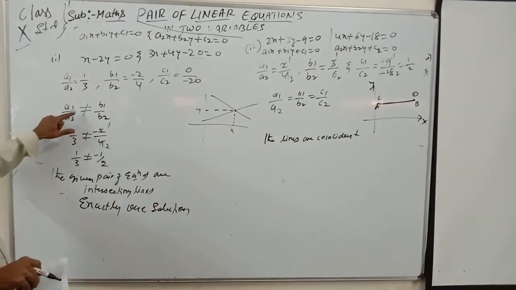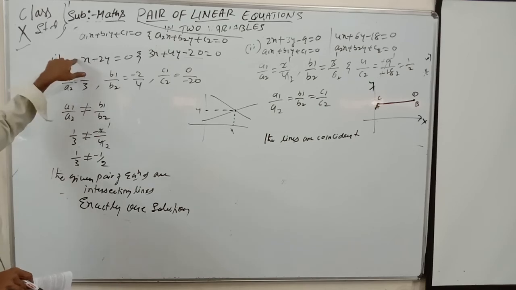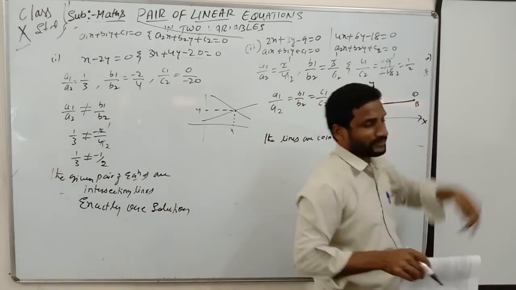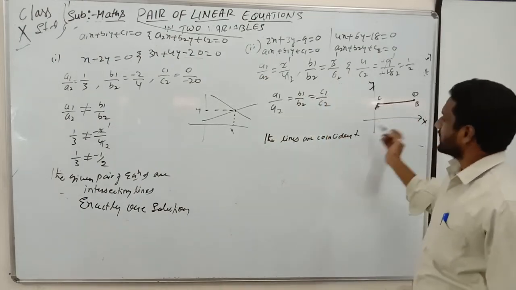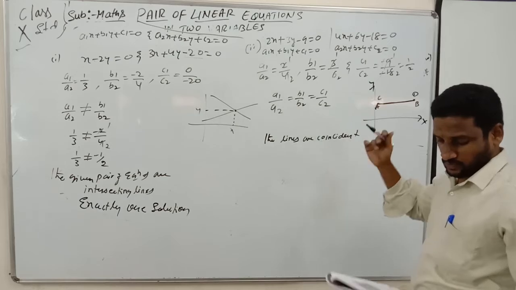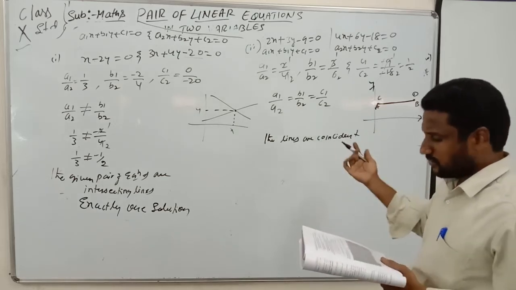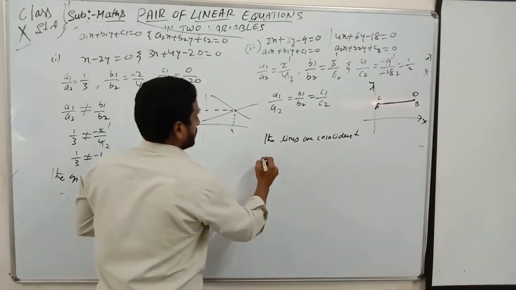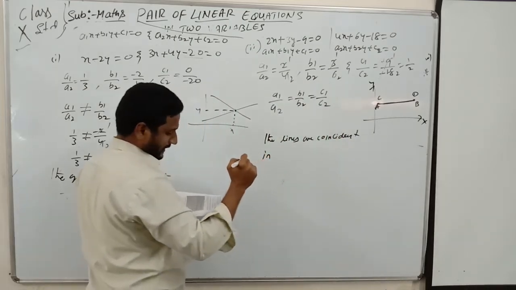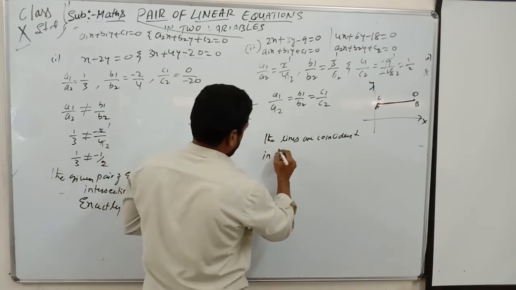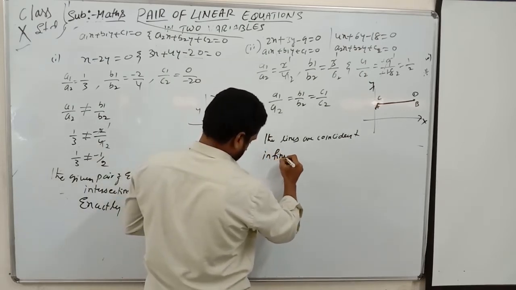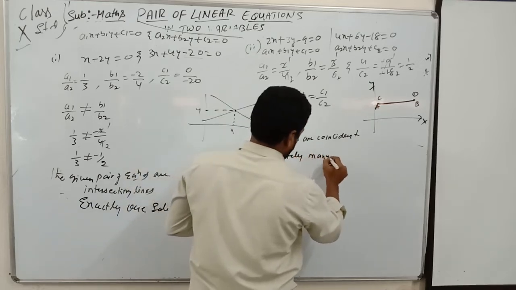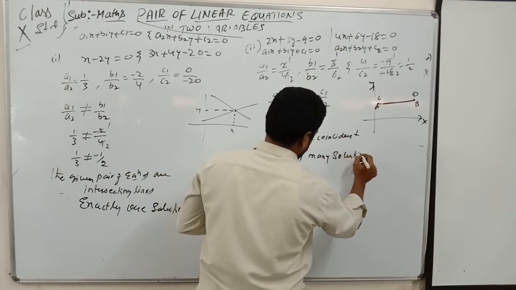That is when a1/a2 is not equal to b1/b2 in the first problem. But in the second case, what happens here? The two lines are the same, coincident to each other. How many solutions are there for coincident lines? So many points will be there on the line, therefore infinitely many points. What is the algebraic interpretation? Infinitely many solutions.